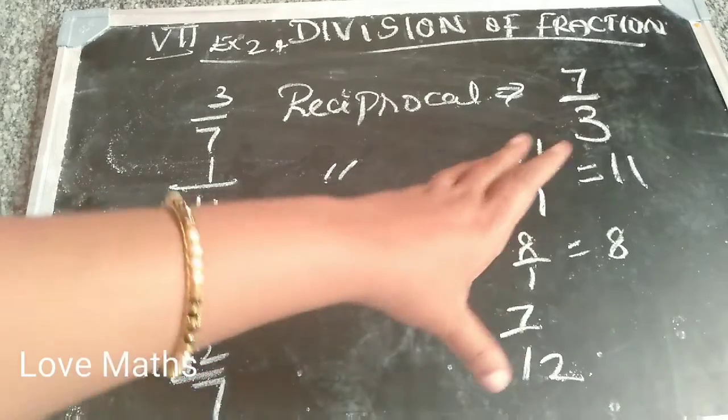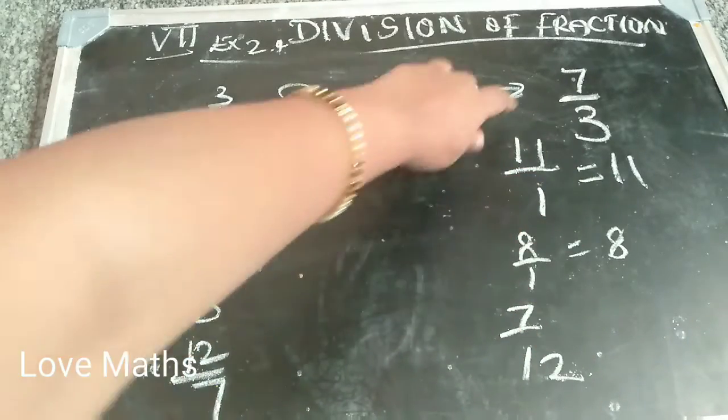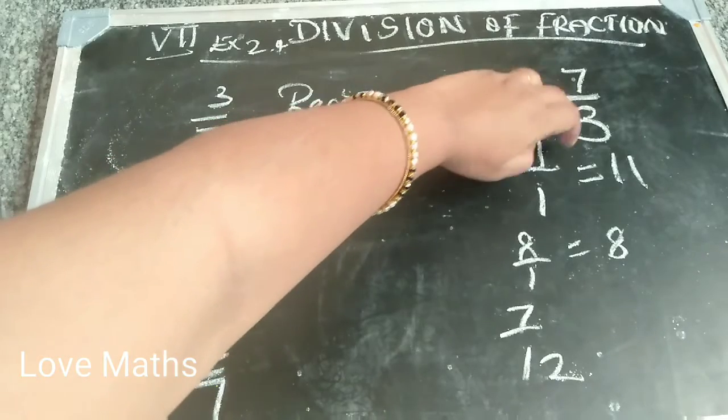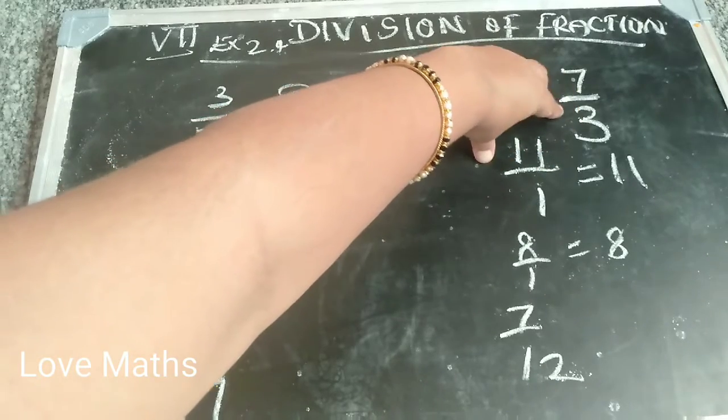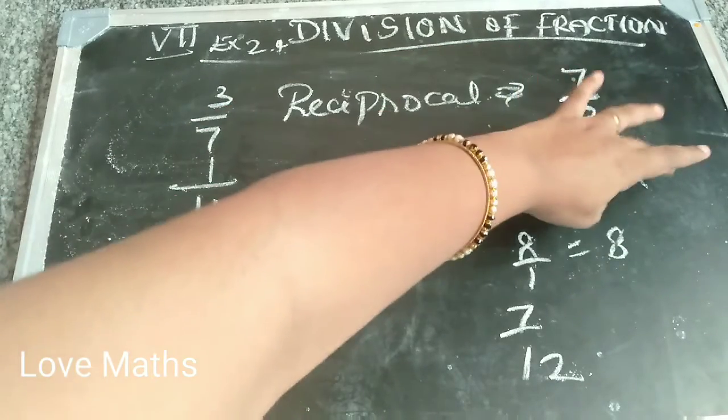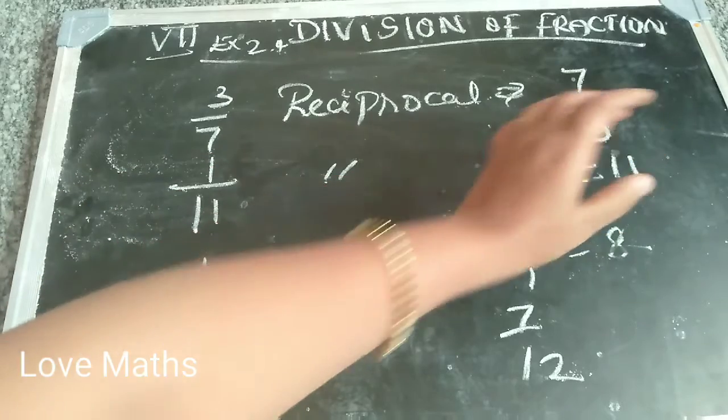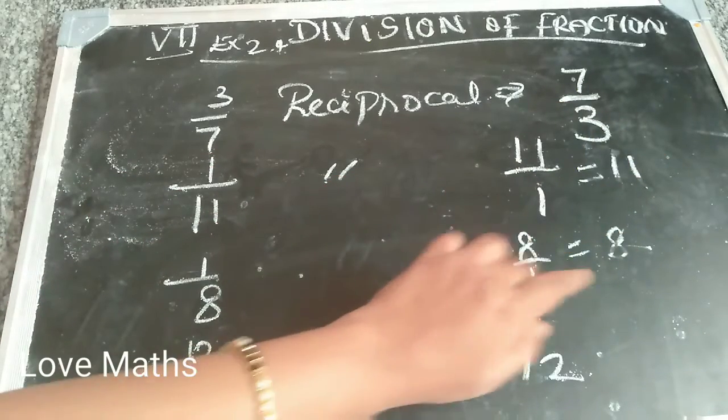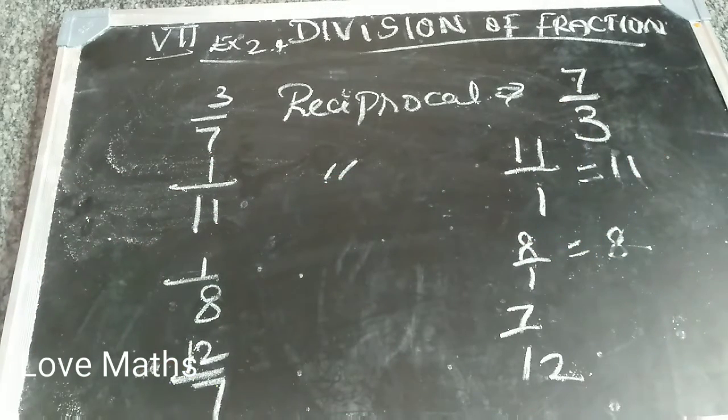Now you have to classify what type of fraction this is. 7 by 3: the denominator is less than the numerator, so it is improper. This one has no denominator, so it is a whole number. This one has the numerator smaller, so it is proper. Like that you have to answer the second part. Okay. Next.